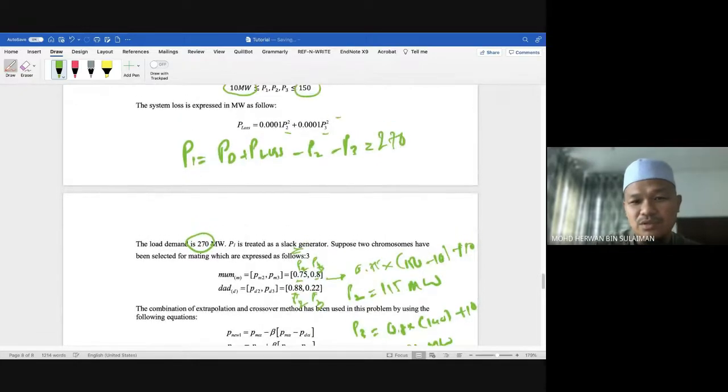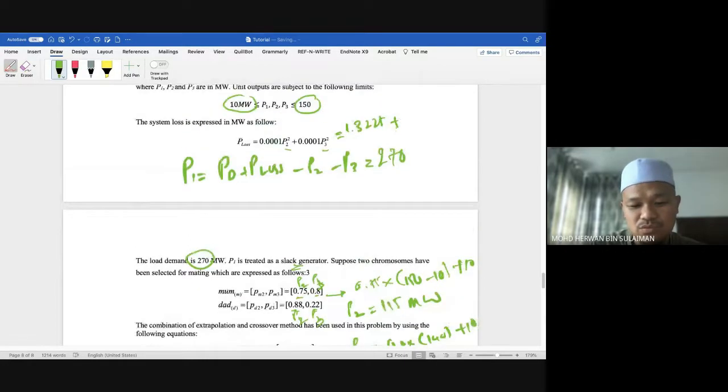So now you need to calculate your P loss. Your P loss is how much? 115 square times 0.0001, so 1.3225, plus P3 is 122, 122 square times 0.0001, 1.4884.